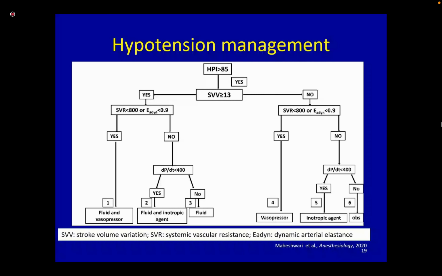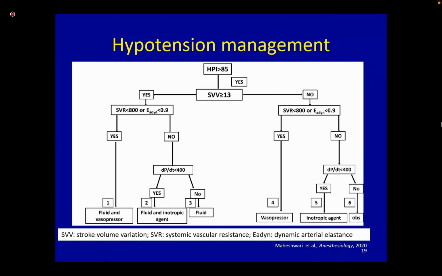My strategy is from the Maheshwari et al. studies, referencing from his study. And this is our protocol. The special new variables in the Acumen HPI software system include delta P divided by delta T and the dynamic arterial elastance. Delta P divided by delta T represents cardiac contractility, and dynamic arterial elastance is related to arterial stiffness.